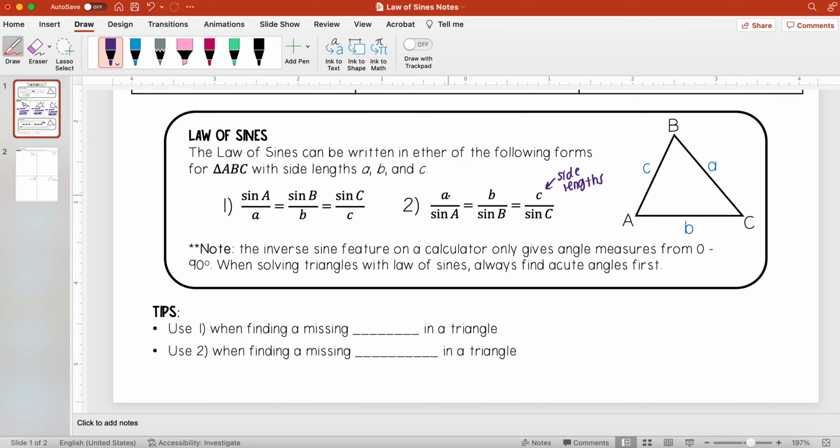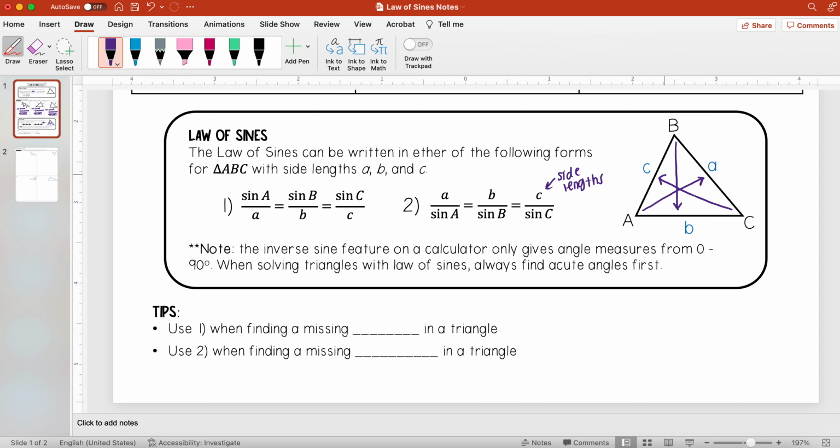And they are opposite of their same letter. So side length A is opposite of angle A. Side length B is opposite of angle B. And side length C is opposite of angle C. That is super important when you are using this formula, that you have those in the correct spot. And remember that an uppercase letter is always going to stand for the angle. So an uppercase A means it's going to be your angle A.